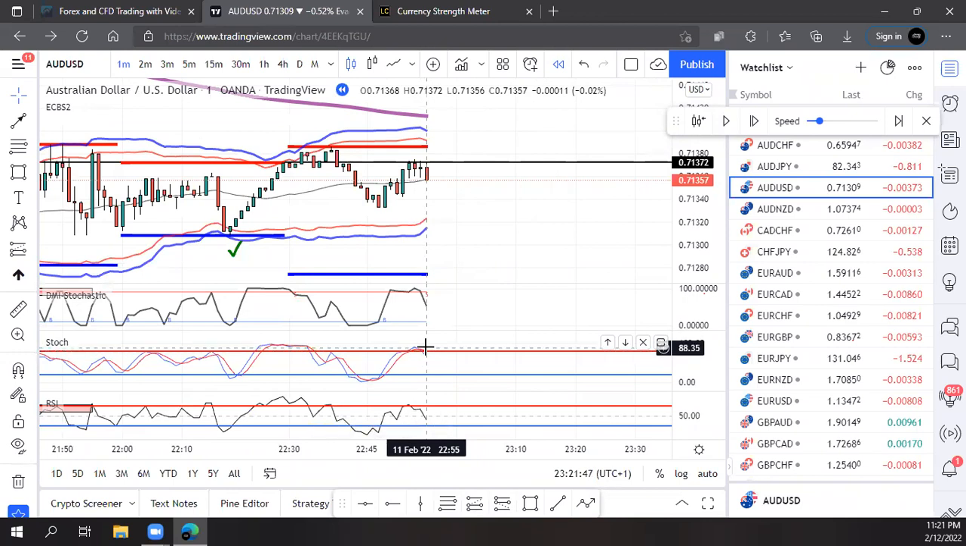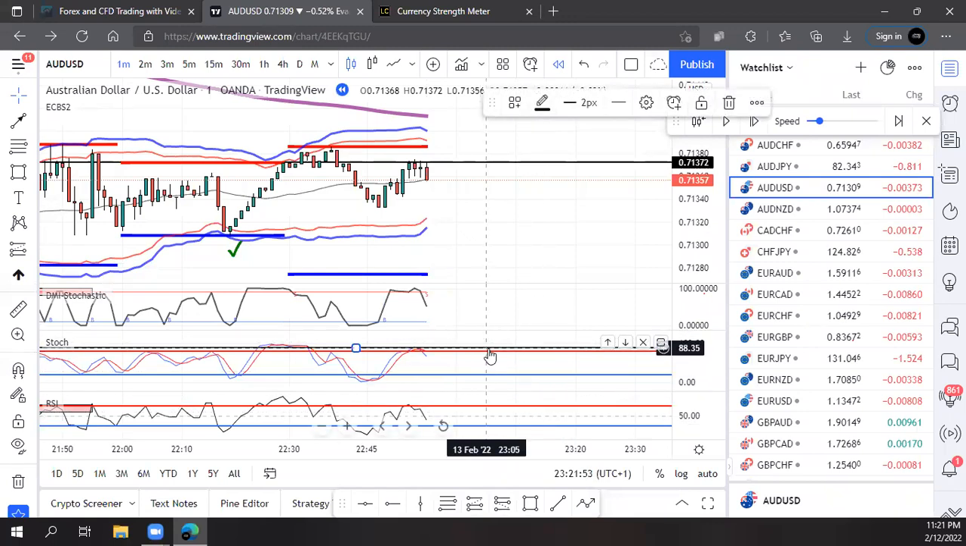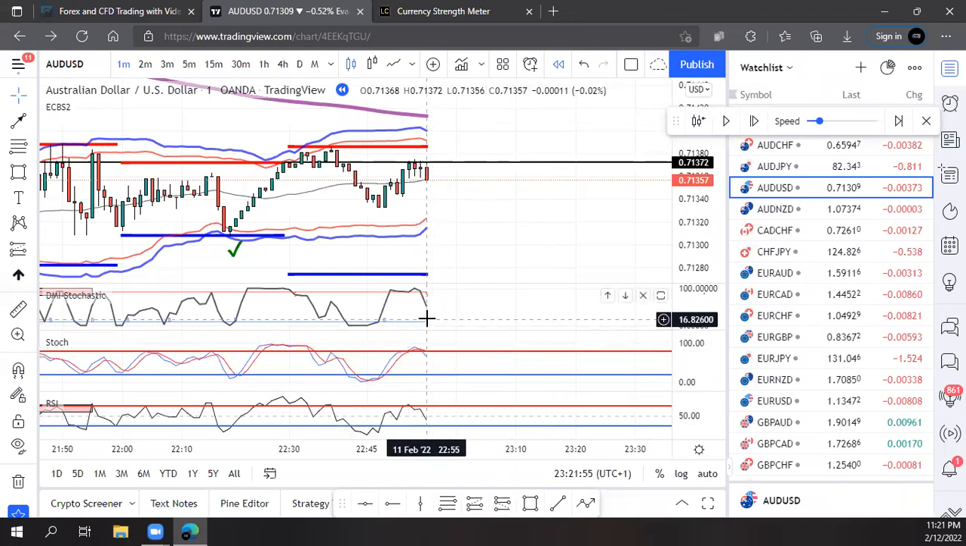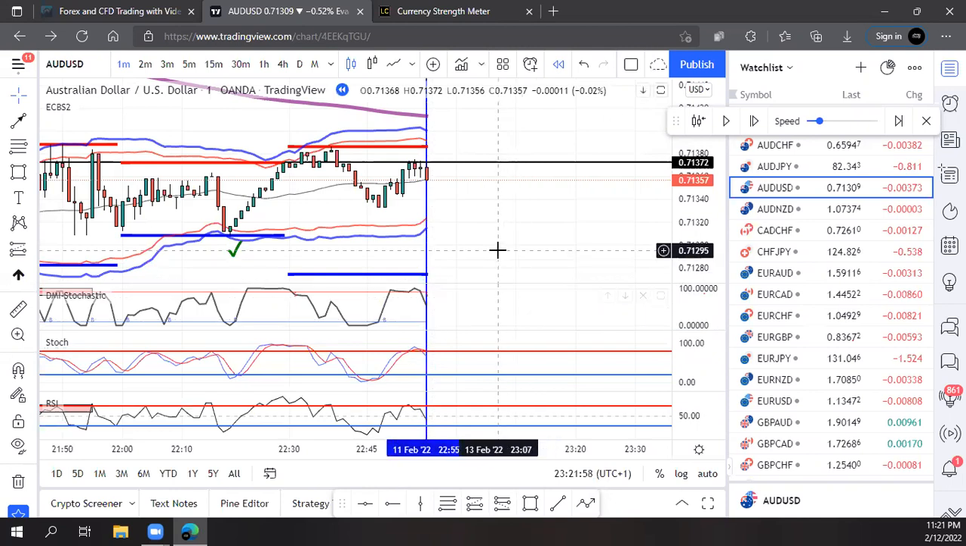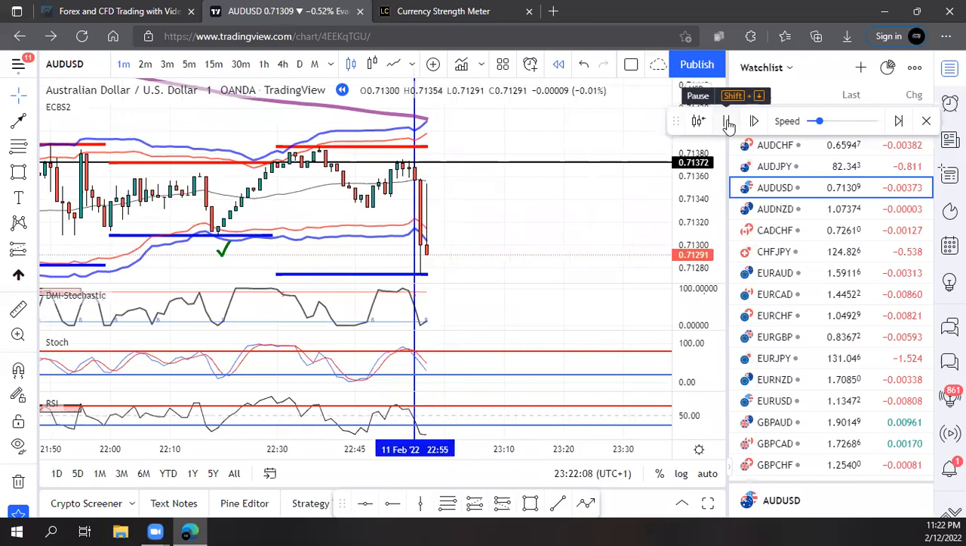If I see this red crossing over the blue right here, sorry, let me just draw a vertical line so that we can take that as our entry, right? Right here is where I want to sell. So let's see how this trade performed. Let's see what this trade did. Boom, look at this.